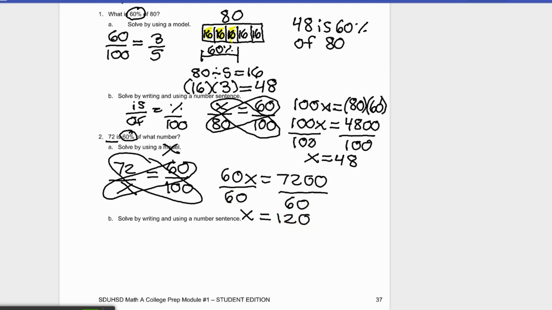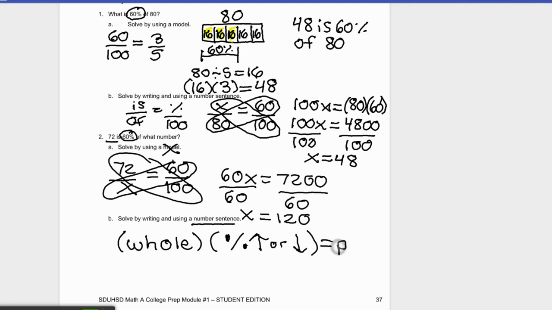Now it says solve by using a number sentence. Well, I just solved it by using a number sentence. Another way that you could solve this, though, I do want to give you another option for a number sentence. Another way that you can do this is by multiplying the whole times the percent of increase or decrease. I don't know which one it's going to be depending on each problem. And you can set that equal to the part that you're looking for.